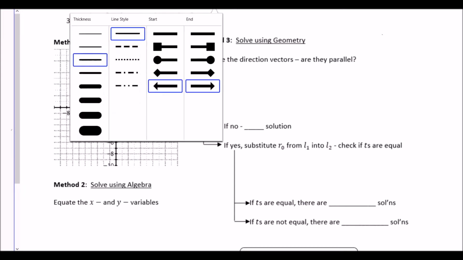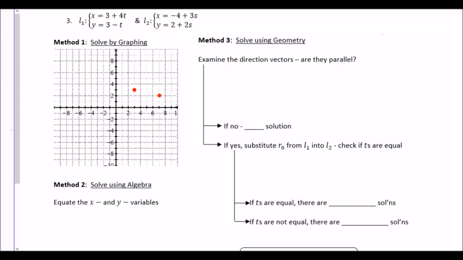So let's see here. Beautiful. And I'm going to draw my line through those 2 points. That's not very good, but I can fix this a bit. All right. Let's see if I can. Still not great. There we go.